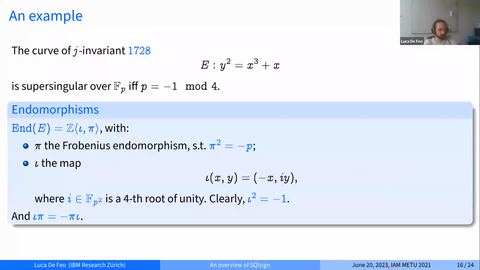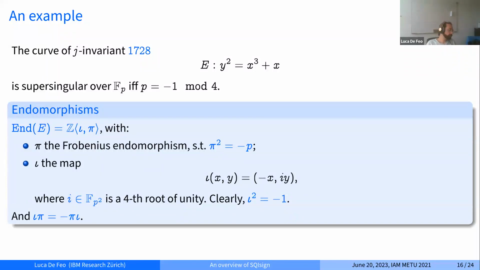So before giving the definitions, let's start with an example. It's always easier. So let's take a very special curve. Let's take the curve with j-invariant 1728, which has equation y squared equals x cubed plus x. This curve is supersingular over the finite field with p elements if and only if p is congruent to 3 mod 4, that is, to minus 1 mod 4. And if this curve is supersingular, then its endomorphism ring is essentially generated by 2 elements.